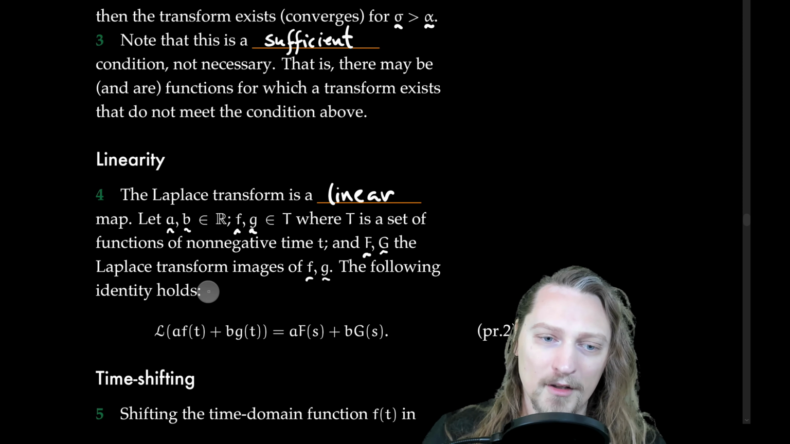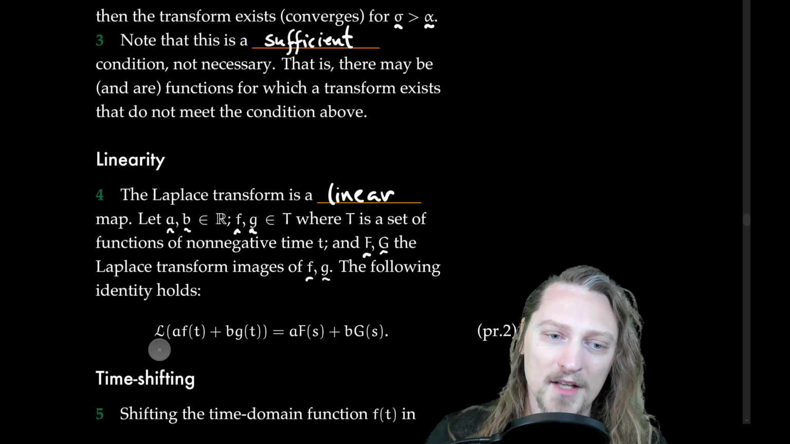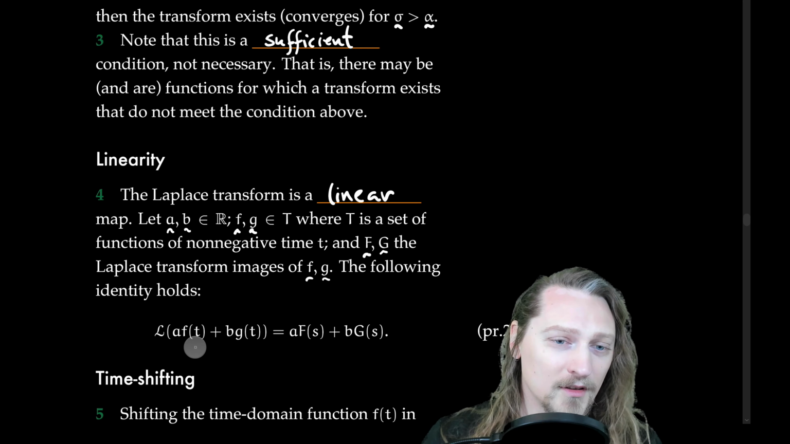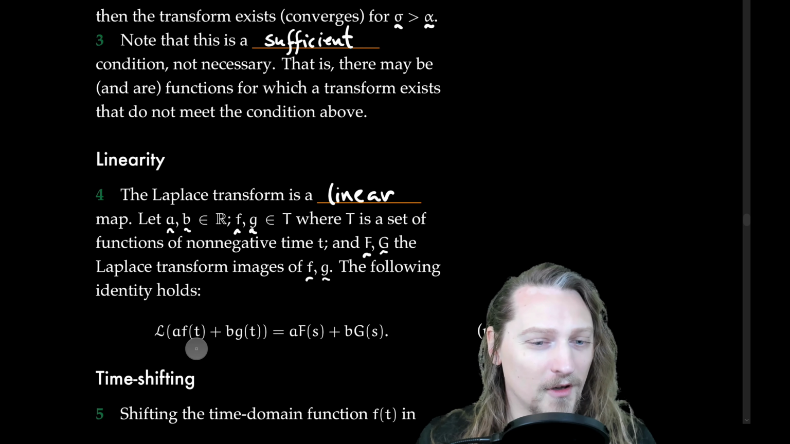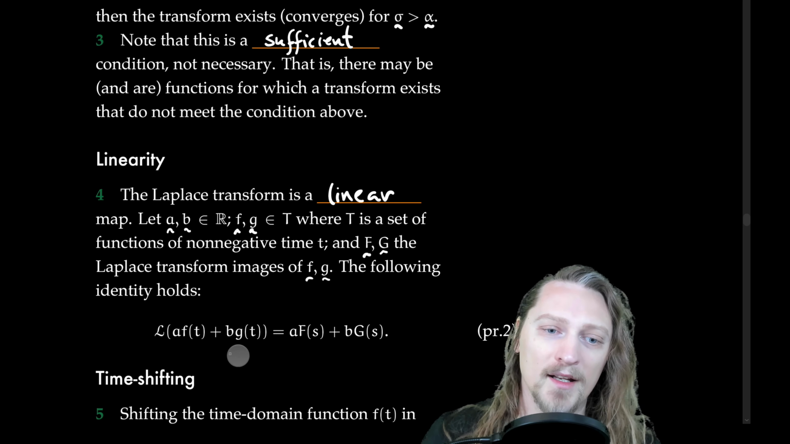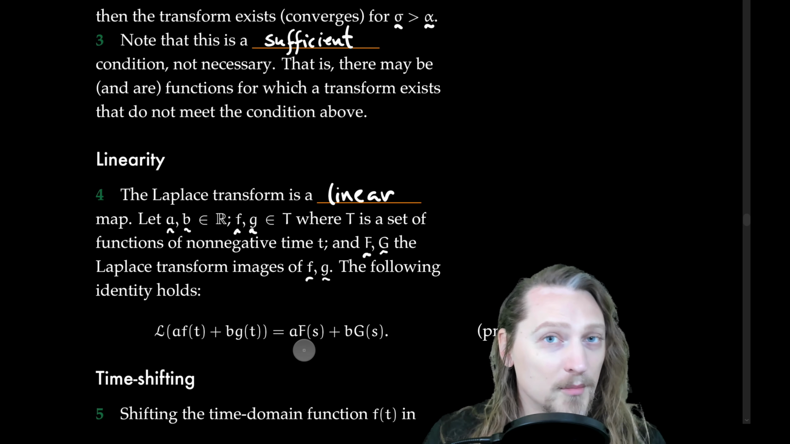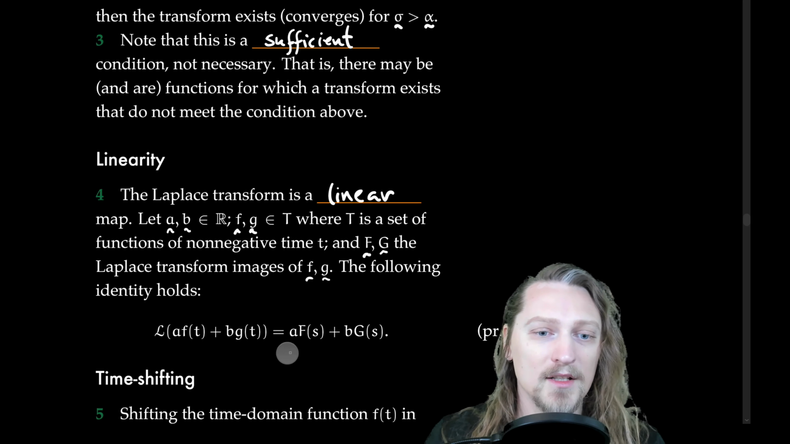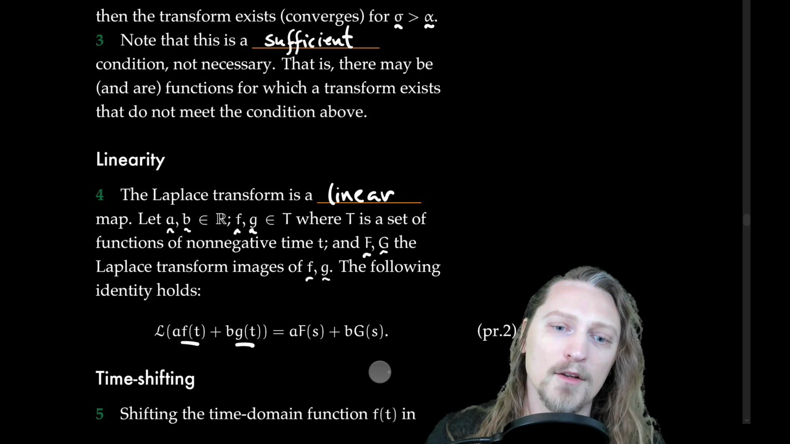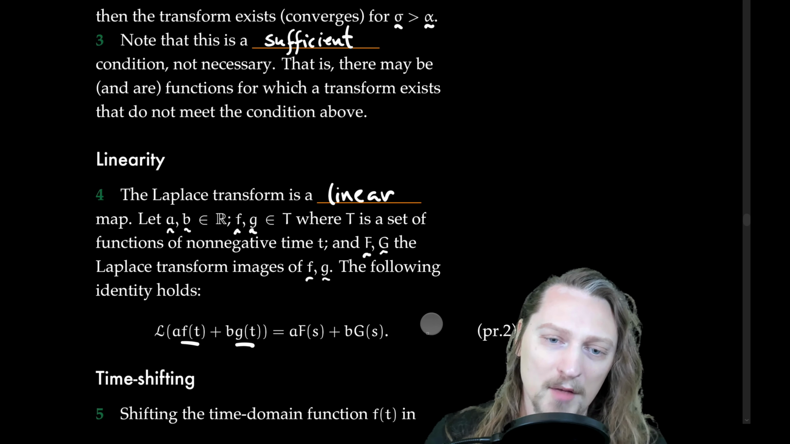The following identity holds if you take the Laplace transform mapping of the linear combination, or superposition, sometimes called, of f and g being scaled by reals a and b and added together. We can simply take the Laplace transform of each f and g and combine those transforms in the same linear combination.